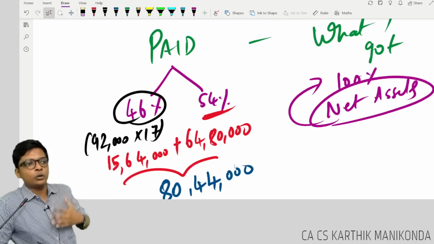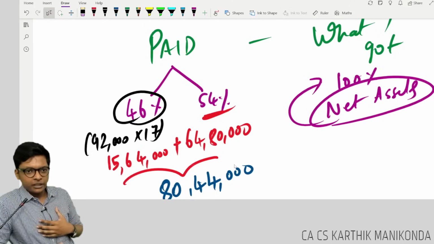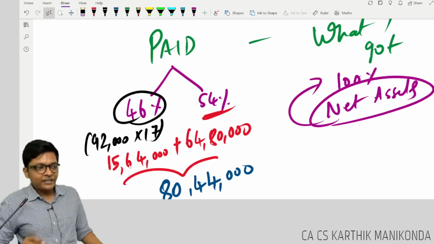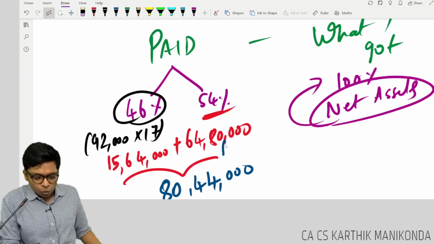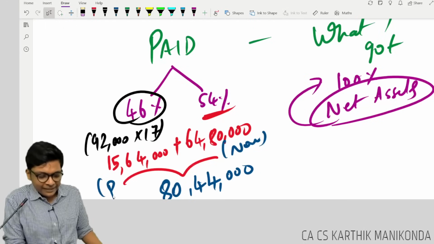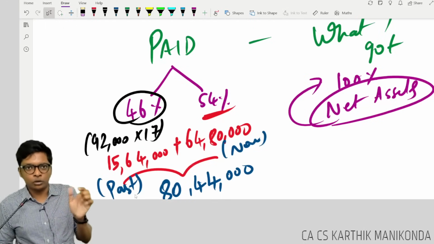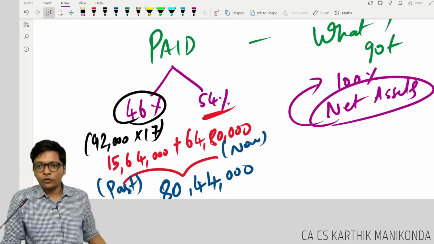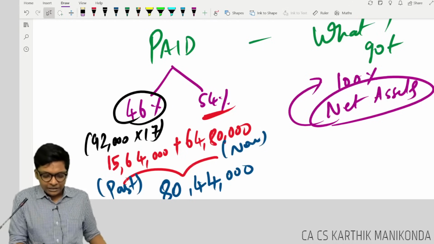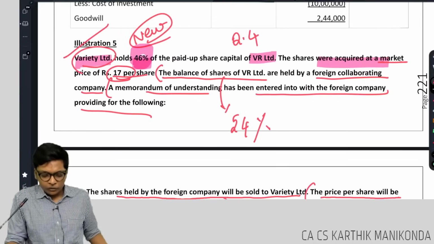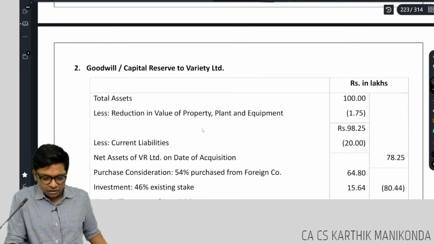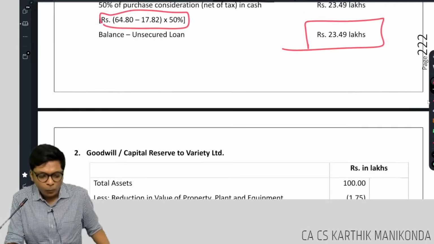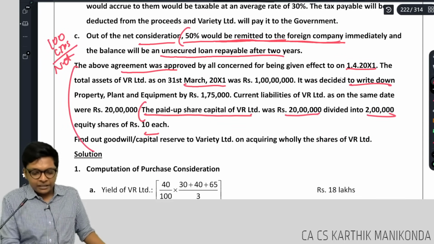Cost of investment. Are you understanding, guys? What I paid is 64 lakh 80 plus 15 lakh 64. This is what I paid now, and this is what I paid in the past. Don't write that in exam. Past nominal, 46%, 15 lakh 64. 54%, 64 lakh 80. That comes to 80 lakh 44,000. That only should be there somewhere here in the end.